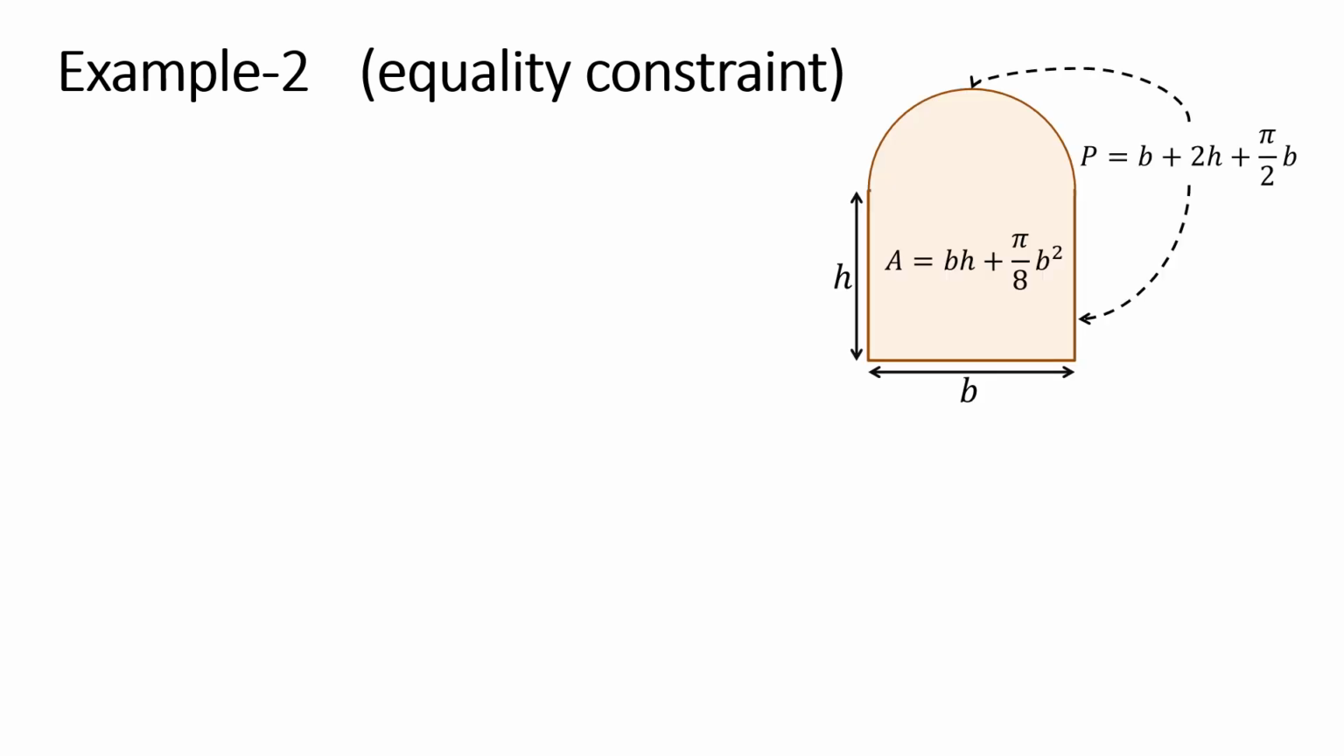Example 2 is a constraint optimization problem with a single equality constraint. This figure is relevant. Consider the shape, the brown shape. There are two parameters. One is the breadth b of the shape, and the other parameter is h, the height of this square portion. This upper portion is a half circle. The area of this whole shape is bh plus pi over 8 b squared, and the perimeter is b plus twice h plus pi over 2 b.